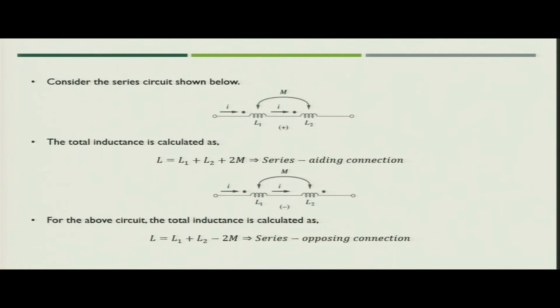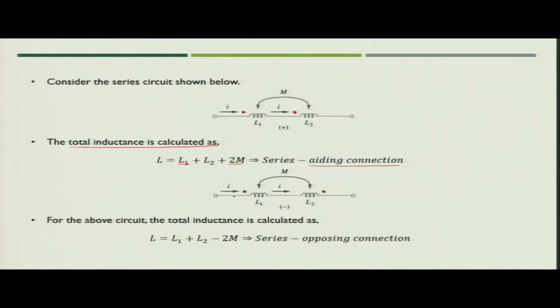Now, let us consider the circuit where the coils are electrically connected also. If you see, coil L1 is connected to L2 physically as well as magnetically. Now, in this case, the current is going inside the dot, and again the current is going inside the dot, so the total inductance will be the adding connection. That means L1 plus L2 plus 2M will be the total inductance of this arrangement.